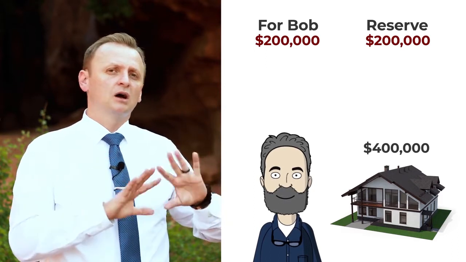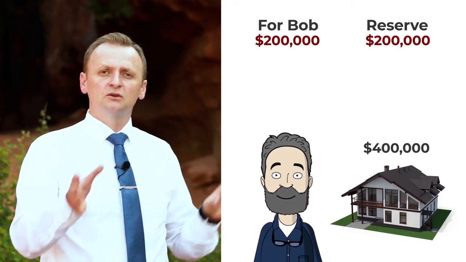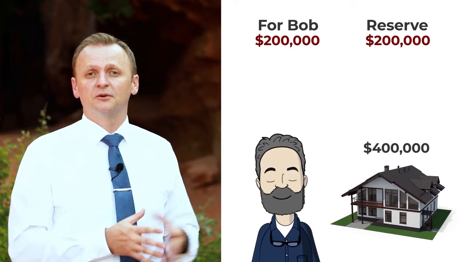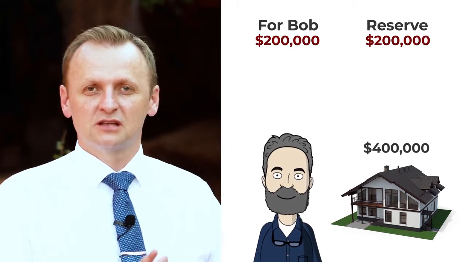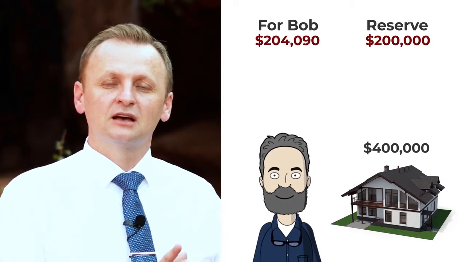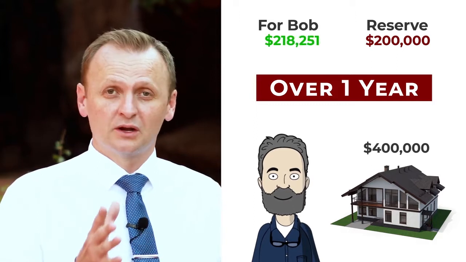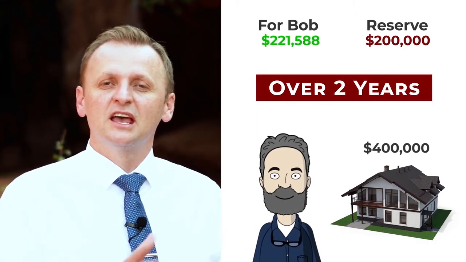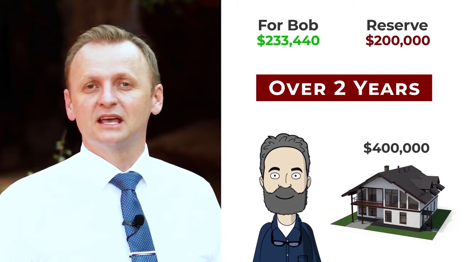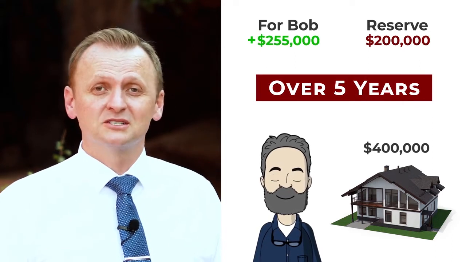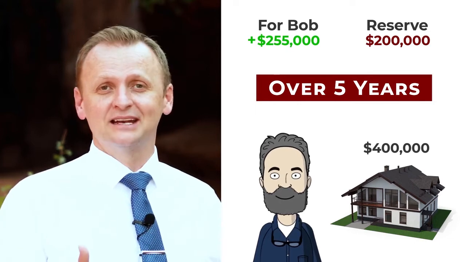Now, let's imagine Bob doesn't need this money today. He's planning for the future, and so this $200,000 is going to sit there for the first year. So if Bob does not use his line of credit, he's going to grow from $200,000 to $210,000 after the first year, then up to $221,000 after the second year. If Bob goes 5 years without using any of that money, he will now have over $255,000 available for him to draw at any time.